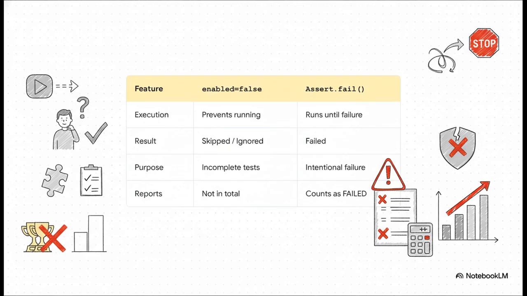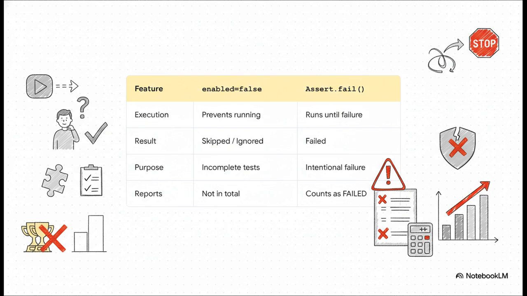First up, execution. With enabled equals false, the test is a total no-show. It never even starts. But with Assert.fail, the test actually gets going right up until it hits that fail command. Now, what about the result? Well, enabled equals false marks a test as skipped or ignored. Assert.fail, on the other hand, slaps a big failed sticker on it. Their purpose is totally different too. You skip a test when it's incomplete or just not relevant right now. You fail a test when you want to make a deliberate, logical point that something is wrong.